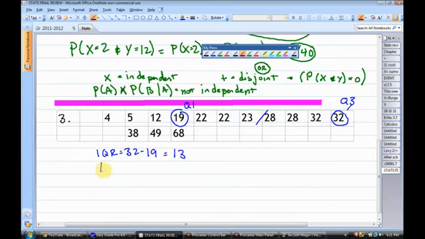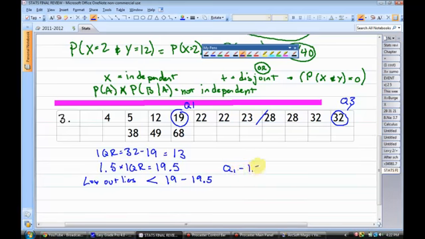Okay. And 1.5 times IQR? 19 and a half. Okay, so the threshold for lower outliers is anything less than 19 minus 19.5. That's Q1 minus 1.5 IQR. So is there anything less than negative 0.5? No.